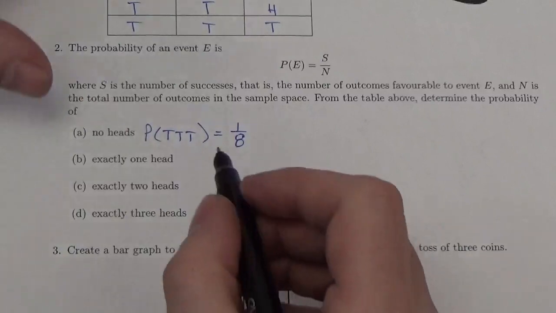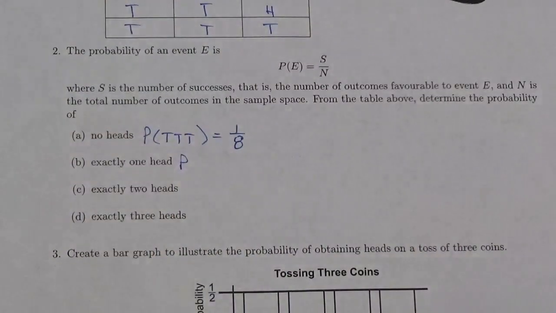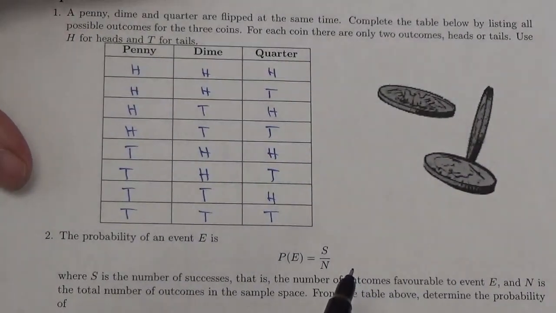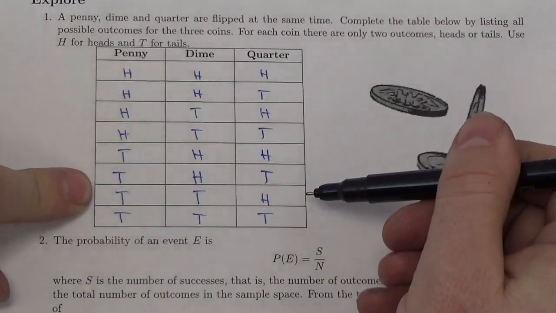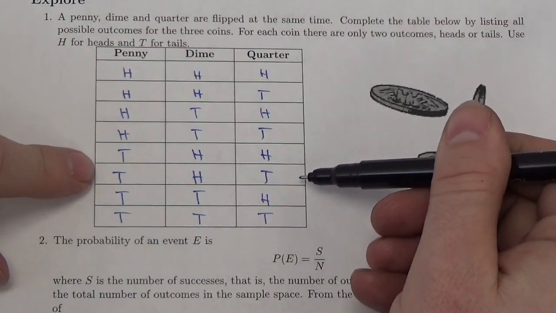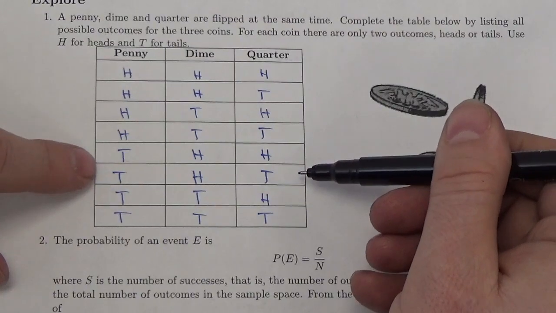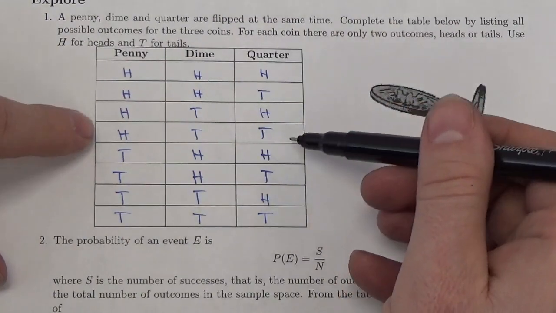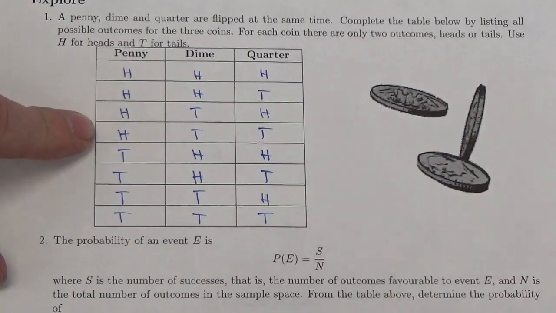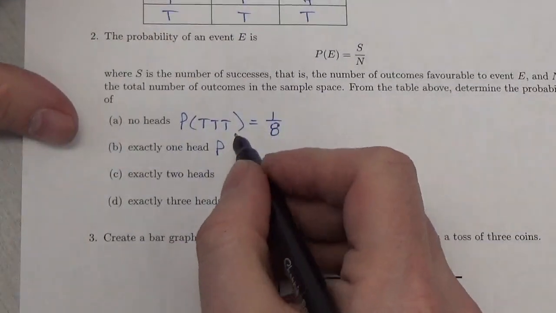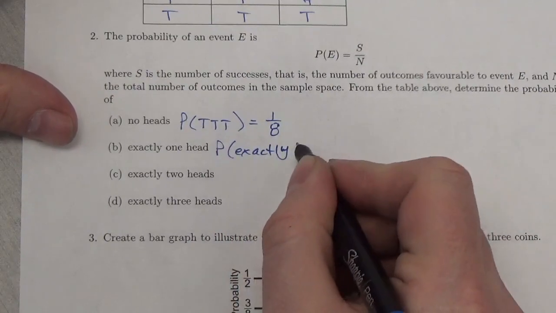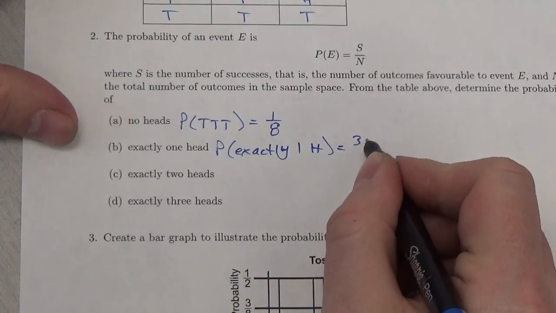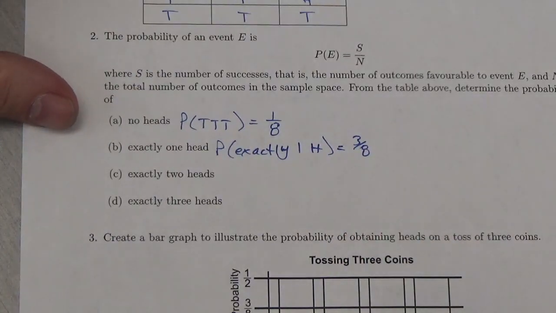How about exactly one head? Okay, well, now, hold on a second. Exactly one head. Now, wait a minute. That could be this one right here, where the head was on the quarter. Could be right here, where the head is on the dime, or it could be right here, the head is on the penny. Okay, so there are 3 possible events where that could occur. So exactly one head. Well, there are 3 out of 8 possibilities where that occurs.